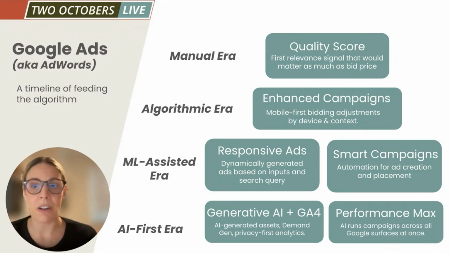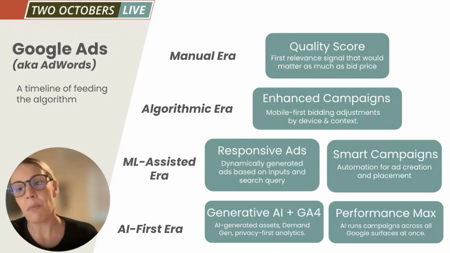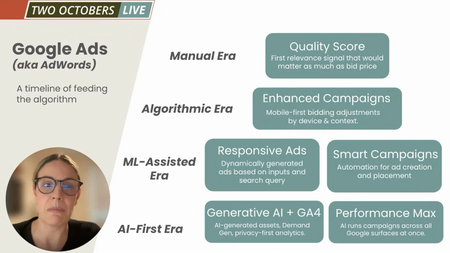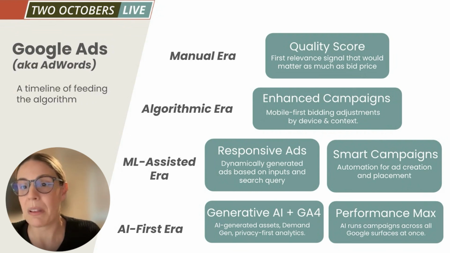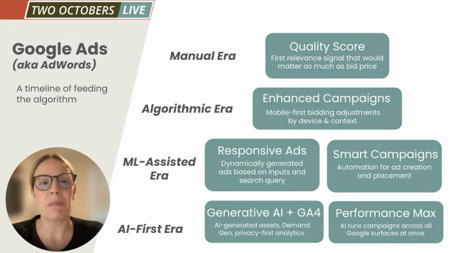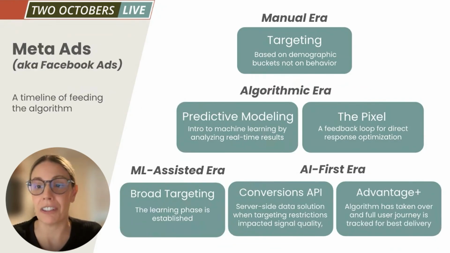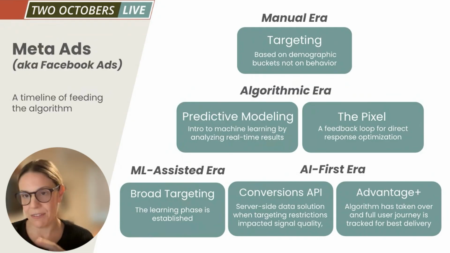And GA4 is part of this with the different types of campaigns that Google has, from demand gen to performance max, and determining how things are going to run across platforms. So that is the Google timeline of feeding the algorithm. Meta also has its own version of this, where it moved in a similar fashion because Meta and Google tend to follow each other in their progress.